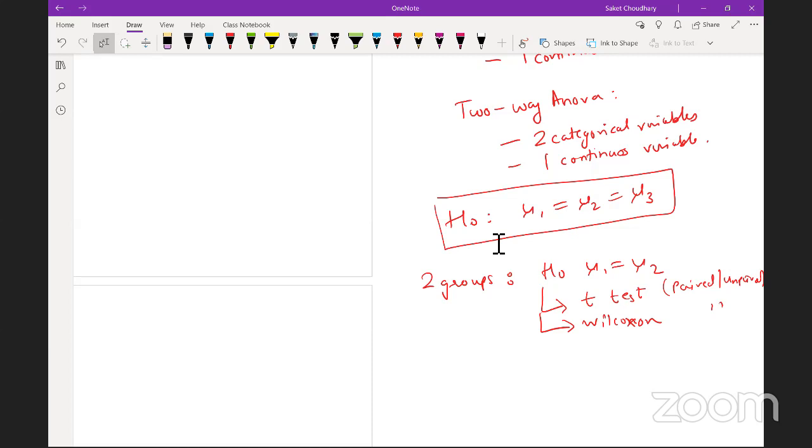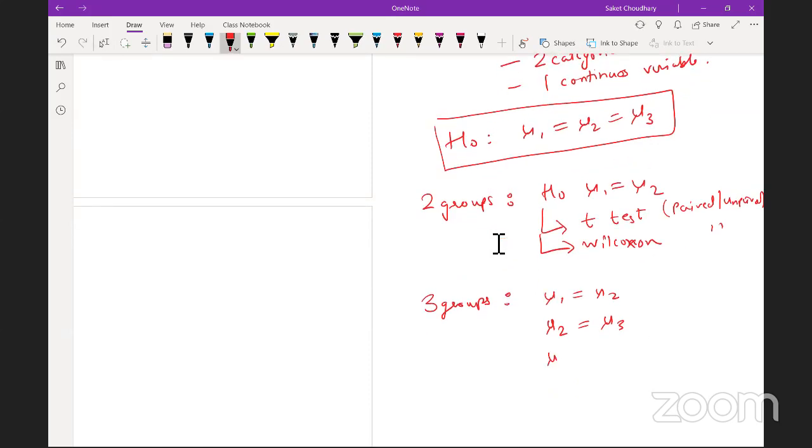So the reason we don't use t-tests: if we have, let's say, three groups, one strategy would have been to compare mu1 and mu2. The other hypothesis would be that mu2 is equal to mu3, and the third hypothesis would be mu1 equal to mu3. Okay, so these would be three pairwise t-tests. Now the problem with doing multiple t-tests is your type 1 error will be inflated.